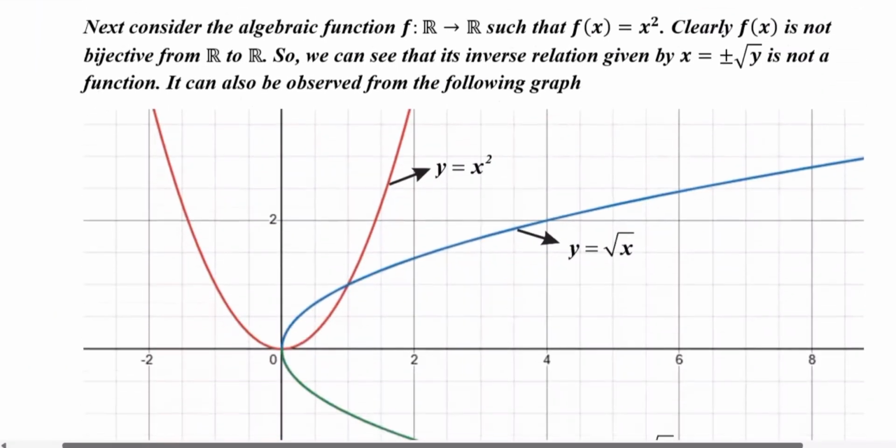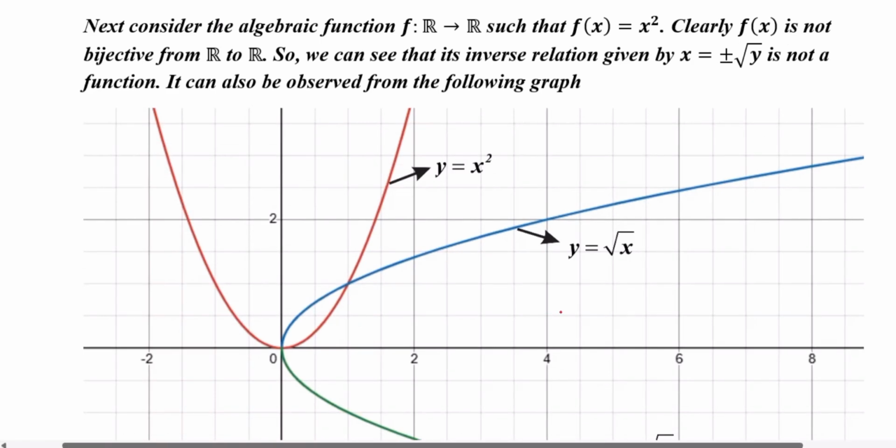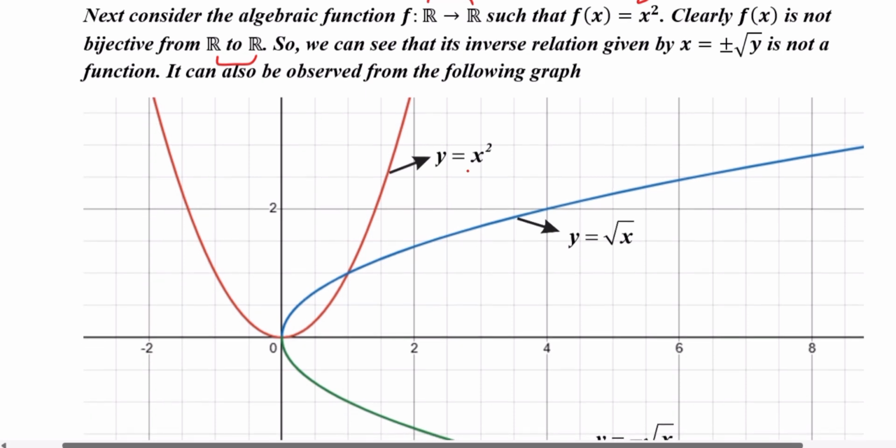Next I am going to share an algebraic example that clearly shows the inverse of a bijective function is always bijective, but if your function is not bijective, then its inverse relation is not a function. So consider the algebraic function from R to R such that f of x is equal to x squared. Clearly f of x is not a bijective function from R to R. You can see here from its graph.